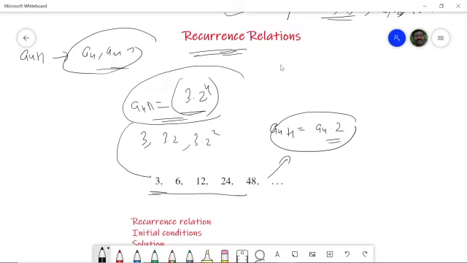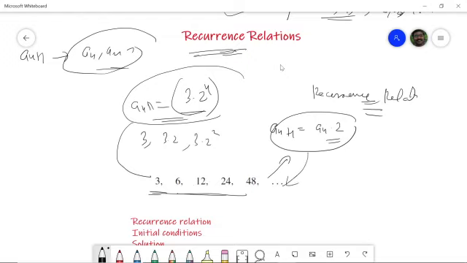So this very sequence can be represented by writing out all the terms, or by specifying a general formula for the terms of the sequence, or otherwise we can write it in terms of relations in which the next term is obtained from the previous terms. These types of relations are called recurrence relations. So I hope you understand what a recurrence relation is. Now, if you consider a_(n+1) = a_n times 2, this relation alone does not determine the sequence.